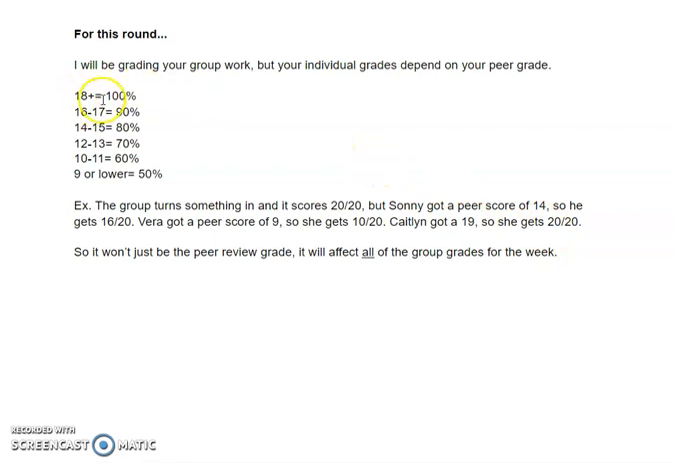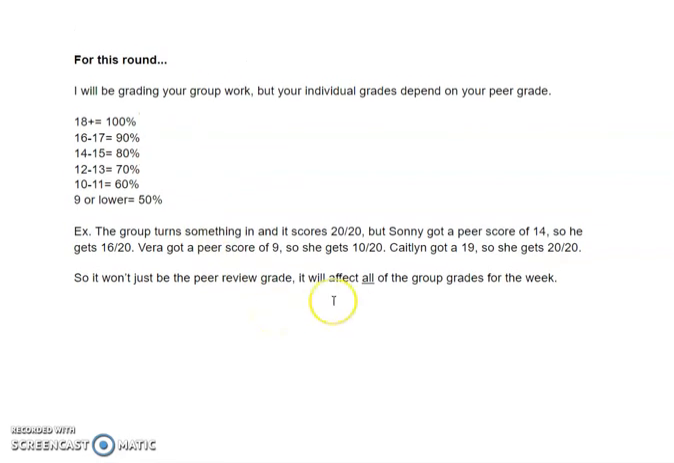There is a little bit of wiggle room, right? You don't have to get perfect scores to get that full credit, but you want to perform well and have your group rate you well in order to get that full credit. It's not just going to be the peer review grade this time that's going to affect your grade, but all of those group grades for the week. So make sure that you're stepping up, you're really focused, you're interacting with your group mates, et cetera.